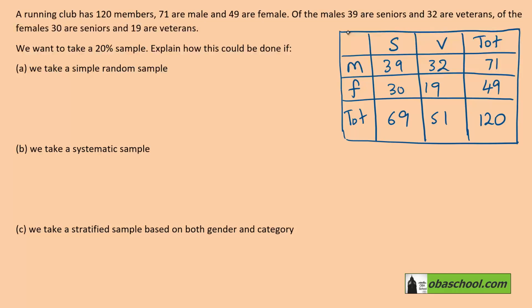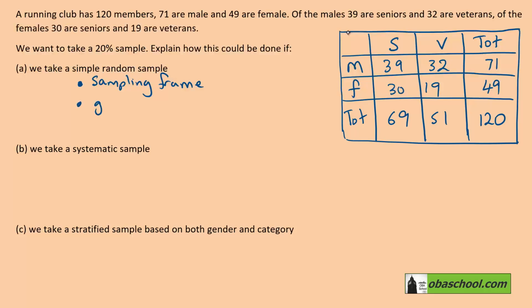What are we going to do? So we need a sampling frame. Now I'm not going to write down everything that I would write down. I'm just going to talk through it. So our sampling frame is going to be a list of all of the 120 members, perhaps with a number, 1 to 120 next to them.